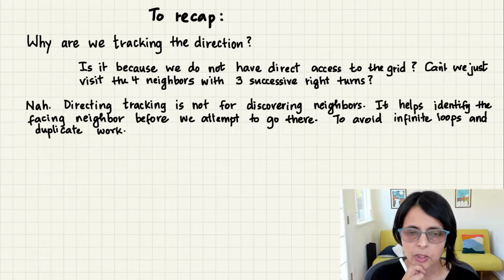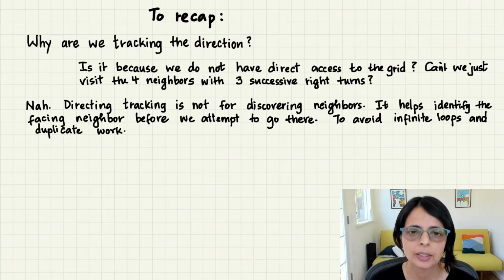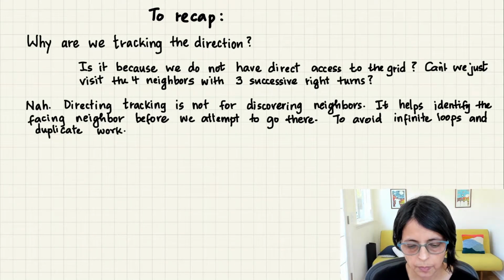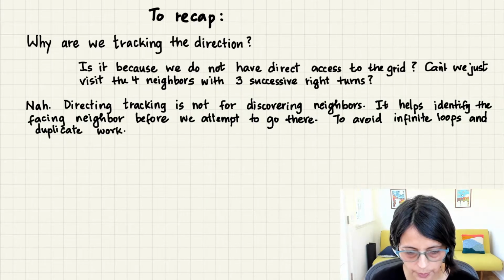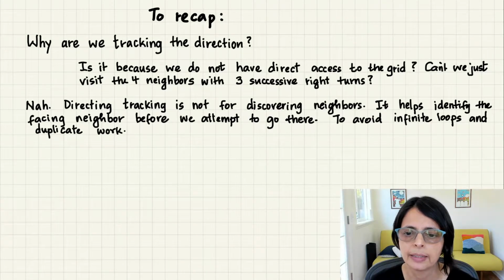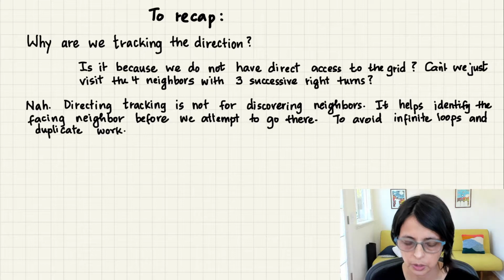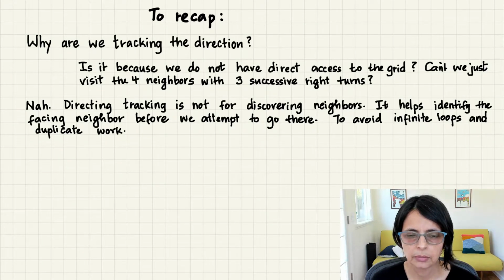Okay, so I taught a live class on this problem as part of my live class and workshop series, and this was a question that came up from a few people. So I wanted to take a moment to clarify it one more time. Why are we tracking the direction of the robot? Is it because we do not have direct access to the grid?